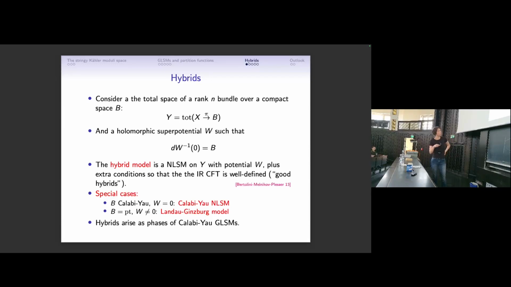And I should also say that this generalizes examples that are better known. So for instance, if you take B to be a Calabi-Yau threefold itself and set the potential to 0, you recover a Calabi-Yau nonlinear sigma model. And on the other hand, if you choose B to be a point, with a non-zero superpotential, you recover a Landau-Ginzburg model. So in that sense, it's a more general structure. And another important thing is that hybrids arise as phases of well-studied Calabi-Yau GLSMs, so we can also make a connection to the geometry via the GLSM.